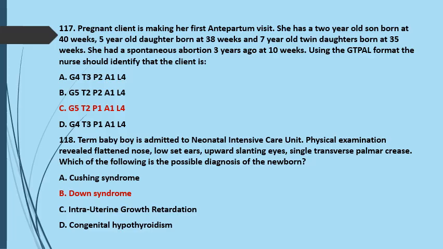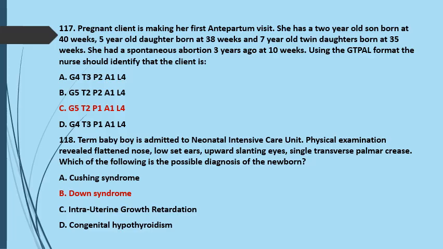So why G5? Because she's pregnant. G means how many pregnancies she has. She's pregnant now, that is the first one. She has a 2-year-old son, that is the second one. She had a 5-year-old daughter born at 38 weeks, that is the third one. The 7-year-old twin daughters are another pregnancy, and she had a spontaneous abortion 3 years ago, that's another pregnancy. So a total of 5 pregnancies.